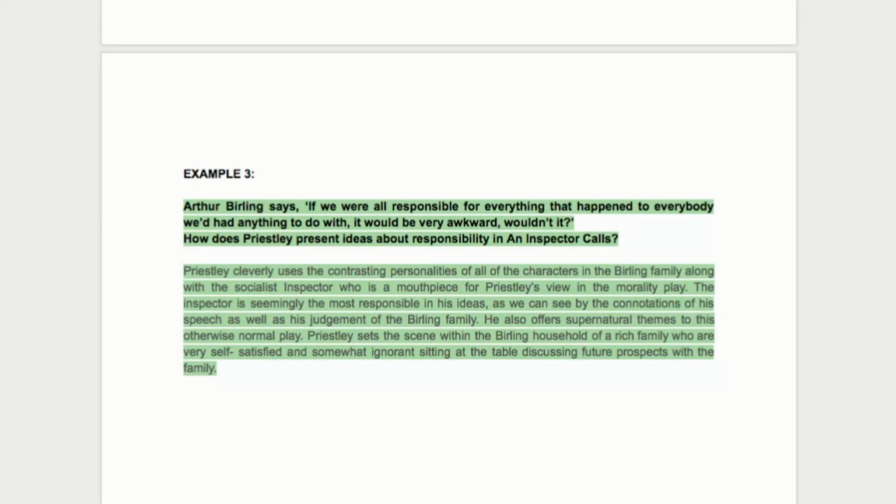Priestley cleverly uses the contrasting personalities of all the characters in the Birling family, along with the socialist inspector, who is a mouthpiece for Priestley's view in the morality play. The inspector is seemingly the most responsible in his ideas, as we can see by the connotations of his speech as well as his judgment of the Birling family. He also offers supernatural themes to this otherwise normal play. Priestley sets the scene within the Birling household of a rich family who are very self-satisfied and somewhat ignorant, sitting at the table discussing future prospects with the family.